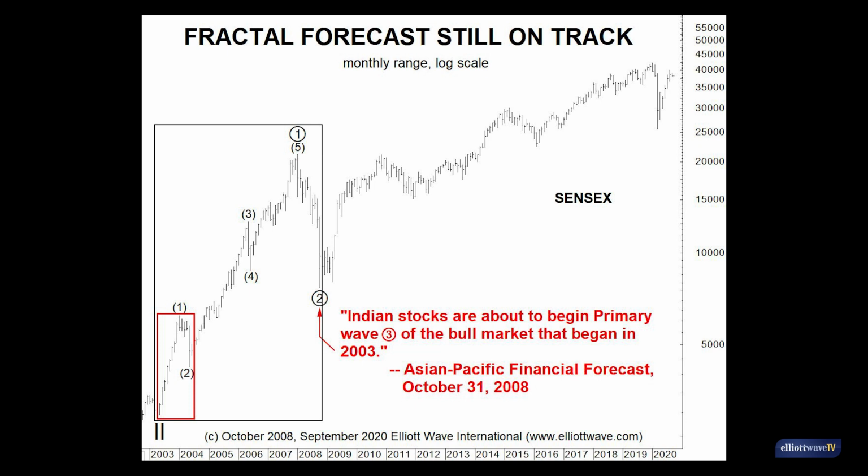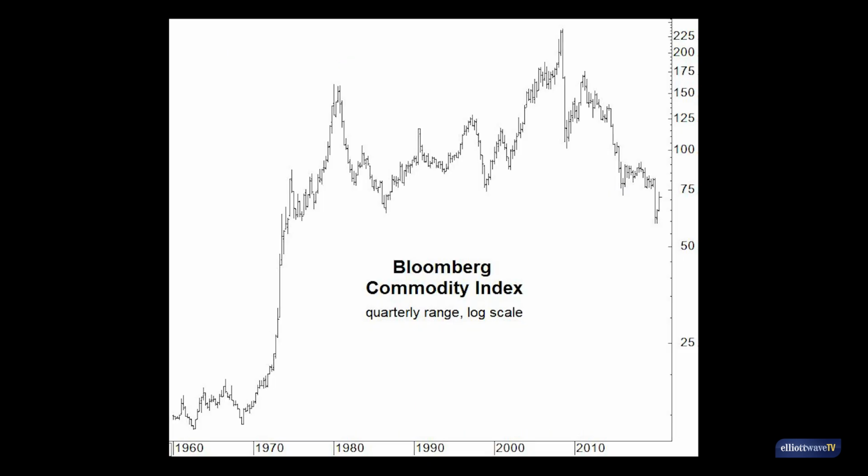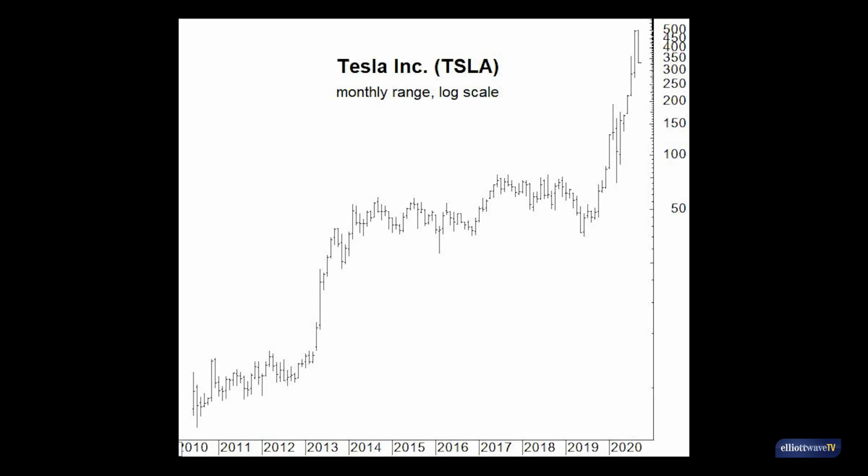I'll give you a hint. First, try counting a developing large degree 5-wave advance from the price low in the lower left corner of the chart. Then search for the smaller nested fractal somewhere within one of the subwaves of those larger waves, just like we found in India's stock market. First, the Bloomberg Commodity Index from 1960, and second, Tesla since its IPO in 2010.